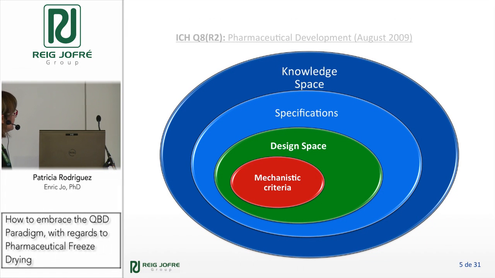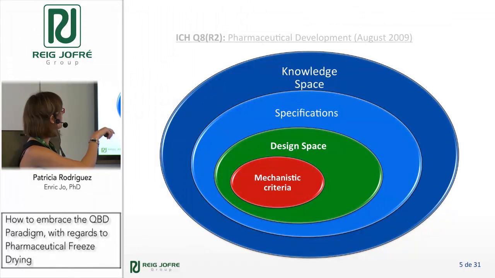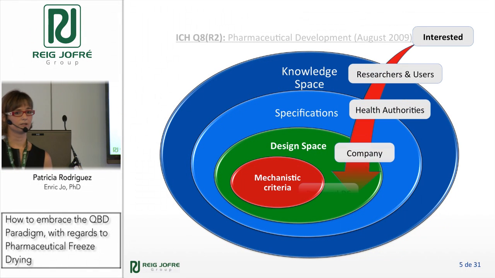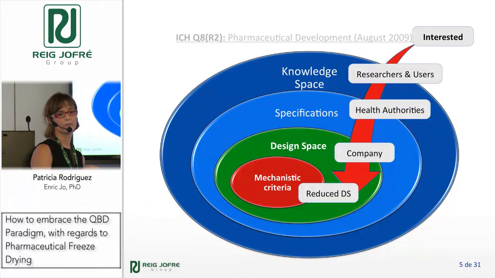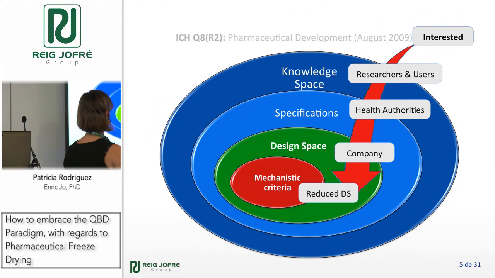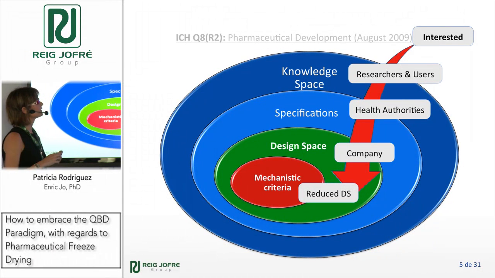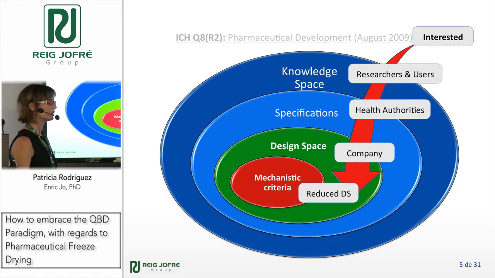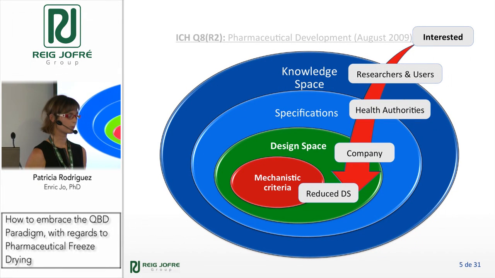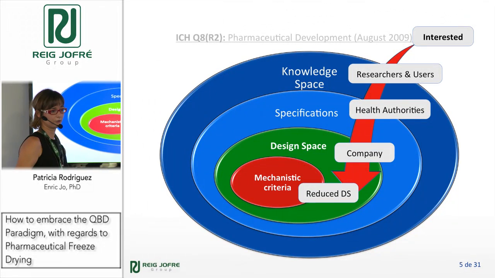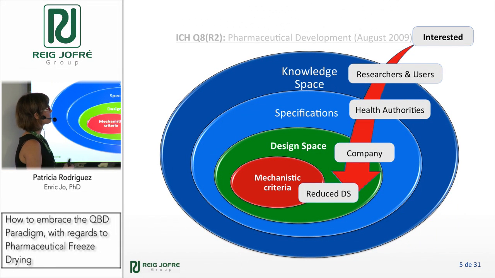Well, we have here in this slide some spaces. The bigger one is the knowledge space, where the most interested people involved are the researchers, who want to know everywhere and everything. Then we have the specifications, where the most interested people are the health authorities. And we arrive to the green zone, so the design space, where the company is the most important party interested in that point, because in that space, we always obtain the outputs inside the specifications. Well, in the red zone, we have the option if we can control the process in a self-regulation part, because it's controlled by a mechanistic criteria. So in case of physics it could be perfect, but maybe not in business because the space is really small. So let's go to manage my space in the green zone and establish the limits for it.